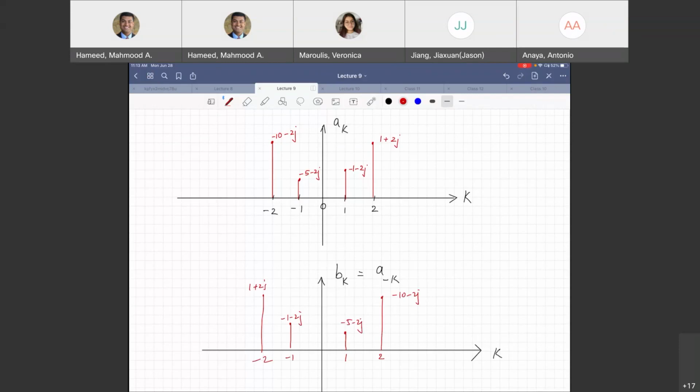Questions here? What does a time flip do to the Fourier series coefficients? b1 is a minus 1, b2 is a minus 2, b3 is a minus 3, and so on. Similarly, on the other side, the Fourier series coefficients also get flipped.